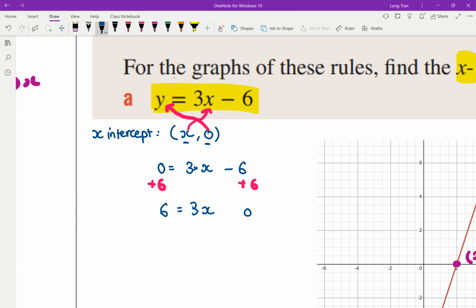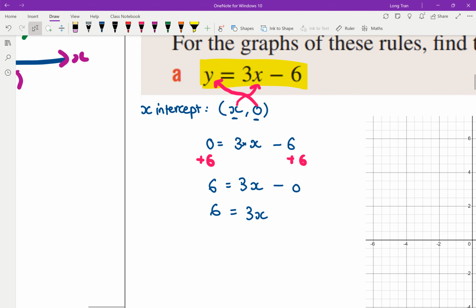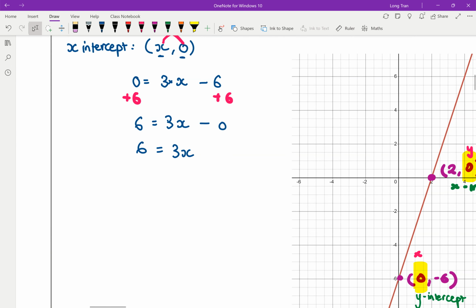And then you've got 3 times x minus 0, which is really the same thing as saying 3x is equal to 6. So this is where I was saying that learning your algebra is going to be important because this is what you're doing here. And then finally, how do you find x again?